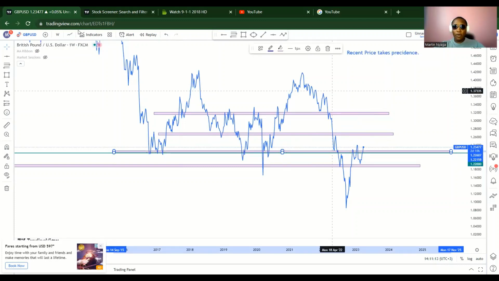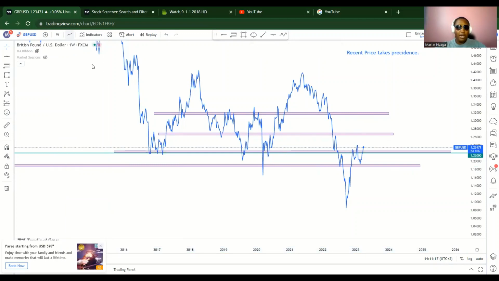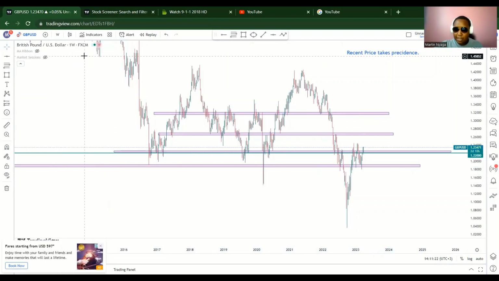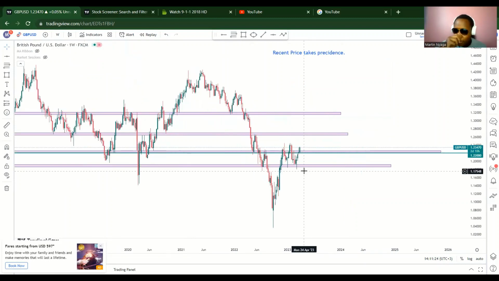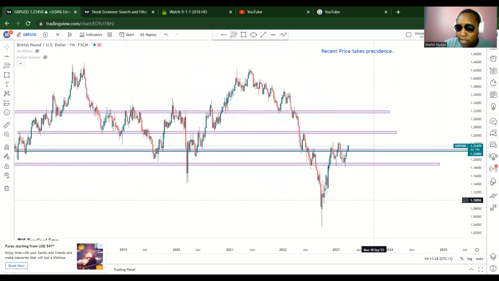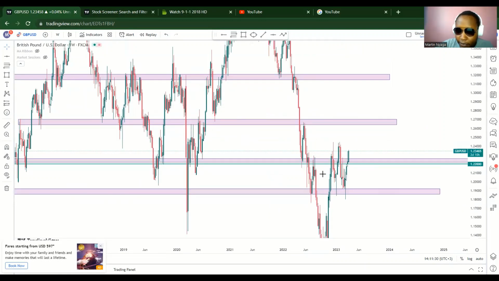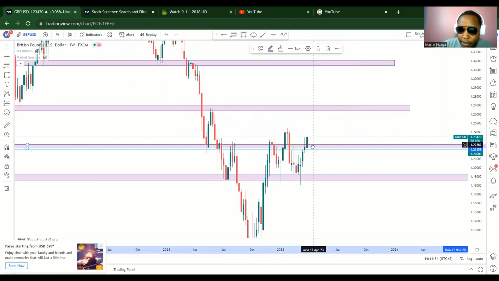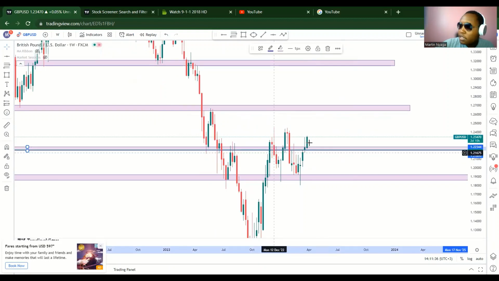From there, we now change our chart back to a candlestick chart so that we can refine it. As you can see from our weekly chart, we have just broken resistance over here. So what do we expect? Once price is broken, it has to be retested and go up.